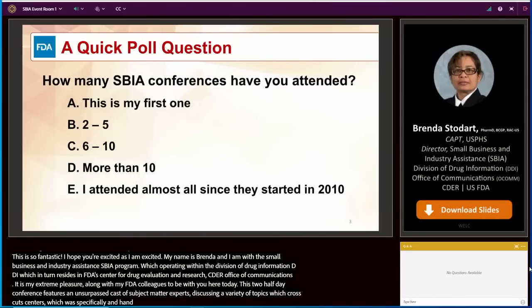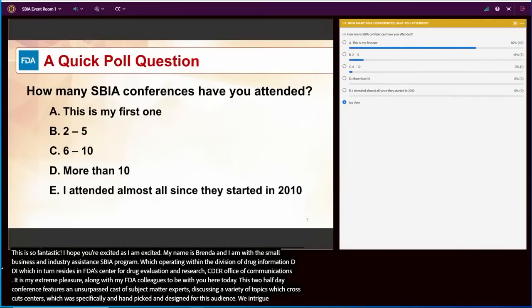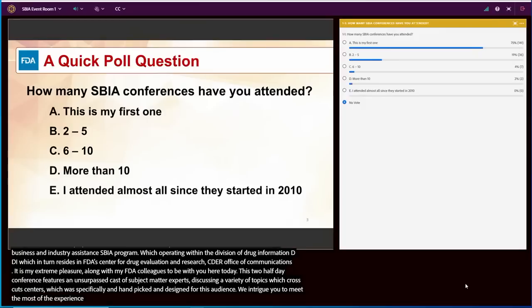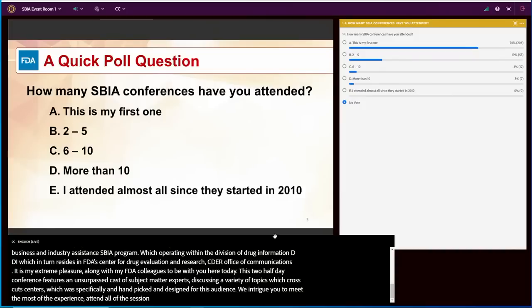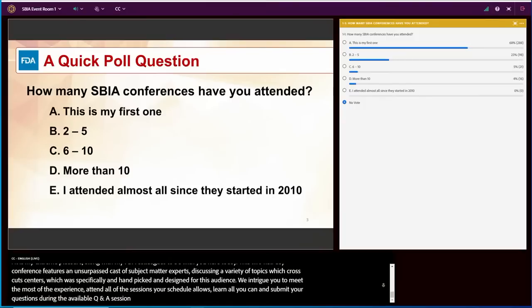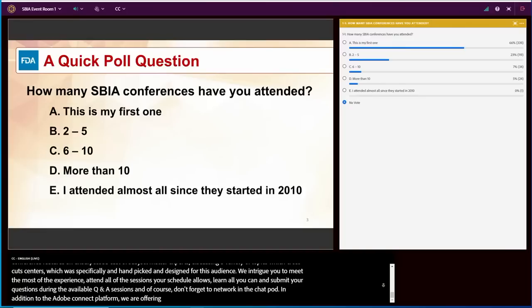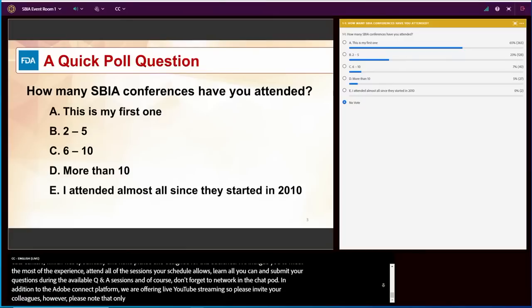As we set up for the poll, which I try to do each conference, I know that CITC has established a very dedicated audience throughout the years. We would like to get a feel as to how many of you, once having been introduced to SBIA via CITC, may have attended any other SBIA events. Please make every effort to participate, as we would like to get as many and as accurate numbers as possible. The question is, how many SBIA events have you attended? The choices are A, this is my first one, B, 2 to 5, C, 6 to 10, D, more than 10, and E, most since 2010.